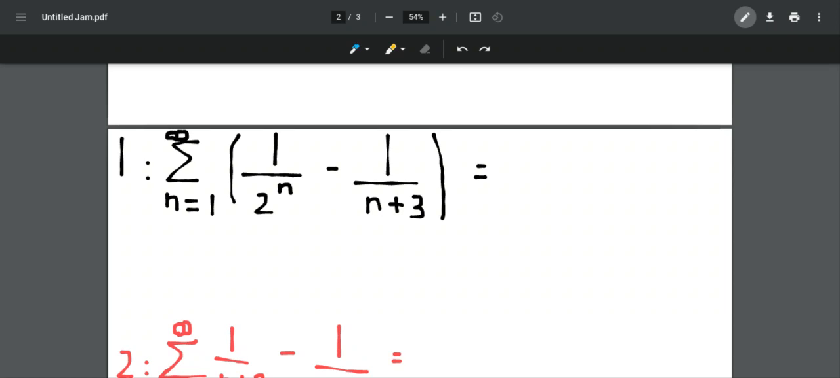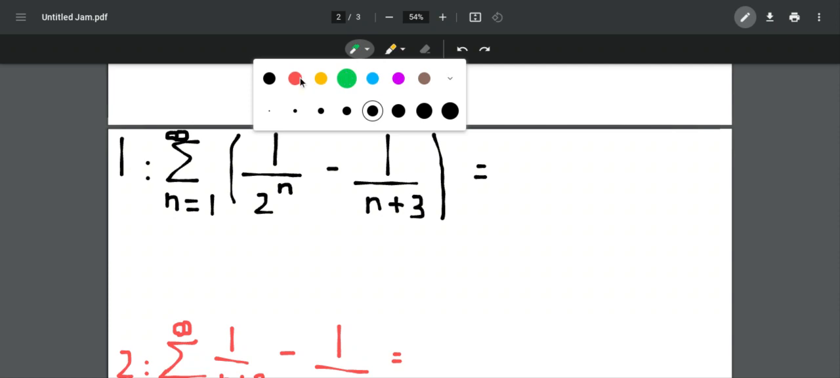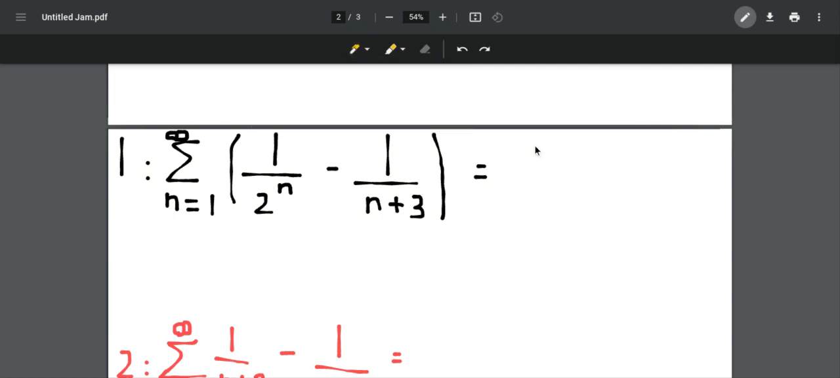You might think this is a telescoping series, but it actually is not, because in a telescoping series the two fractions which we have should be kind of similar, so we can find a connection and then evaluate that. But in this case this is not, and the only option we have is to break this sum into 2 parts and evaluate them individually.